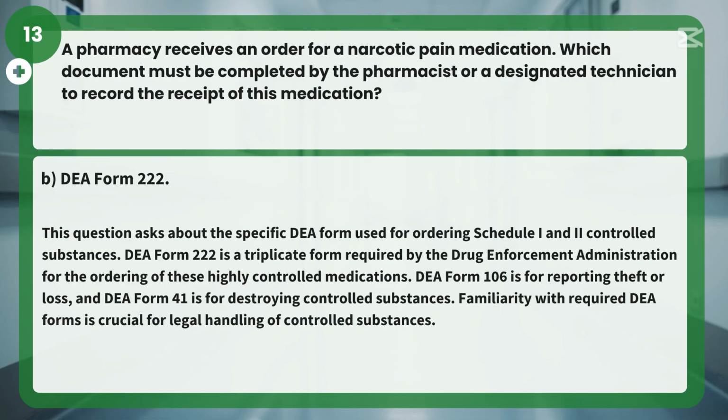Answer: B. DEA Form 222. This question asks about the specific DEA form used for ordering Schedule 1 and 2 controlled substances. DEA Form 222 is a triplicate form required by the Drug Enforcement Administration for the ordering of these highly controlled medications. DEA Form 106 is for reporting theft or loss, and DEA Form 41 is for destroying controlled substances. Familiarity with required DEA forms is crucial for legal handling of controlled substances.